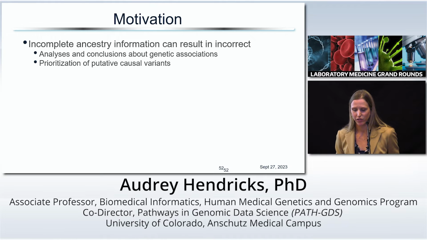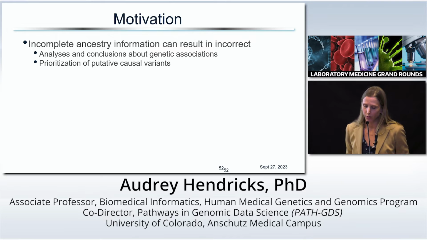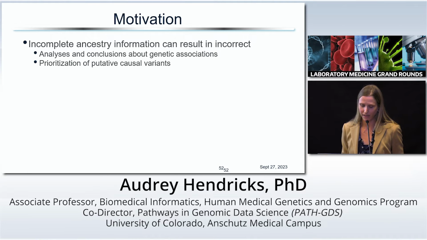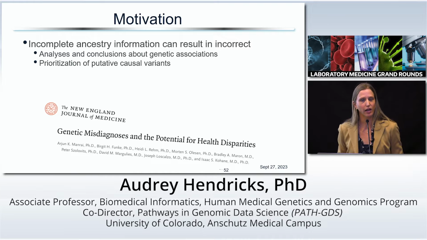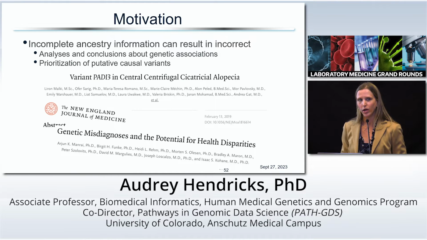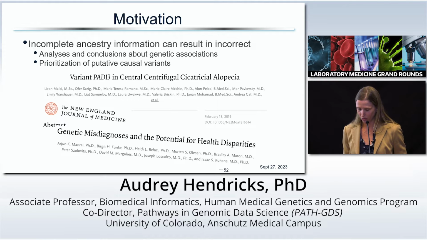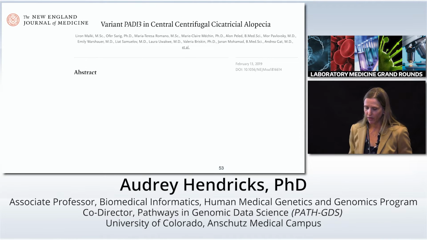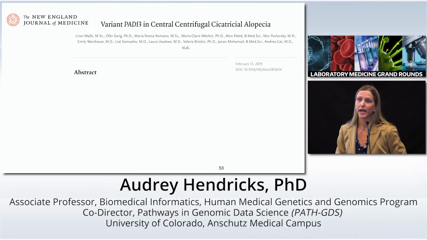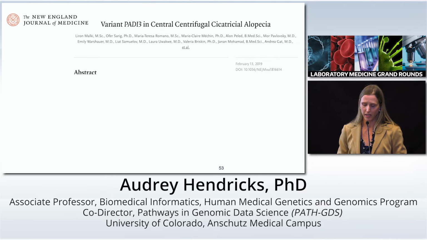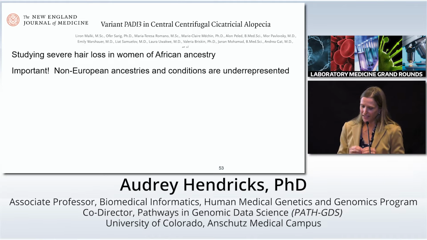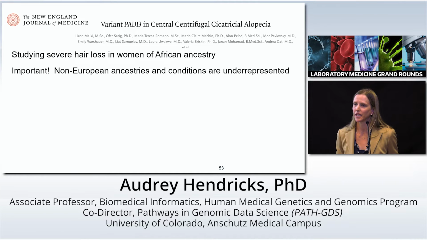And incomplete ancestry information can result in incorrect analyses and conclusions and incorrect prioritization of putative causal variants. And this has been talked about a lot by others. And I want to highlight one particular publication that was left with what I would consider a really hard choice. So this publication was looking at severe hair loss in women of African descent. And studying severe hair loss in women of African ancestry is very important. Non-European ancestries and conditions are underrepresented, they are understudied.